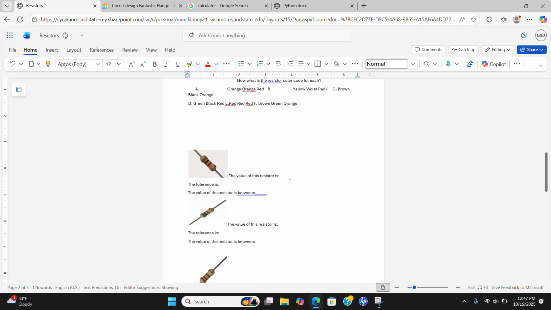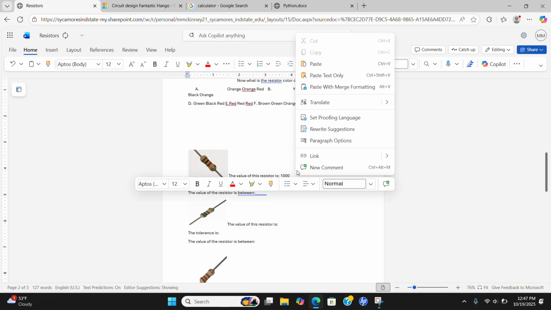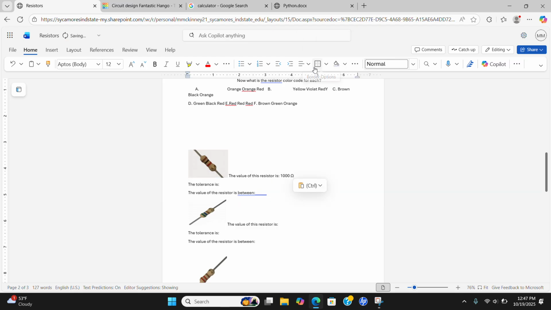Now let's look at some pictures. This will make more sense. What's the value of the resistor? So if we have brown, which is a 1, a black, which is a 0, and a red, which is a 2. So it's 1, 0, and the third one's a red. It's the multiplier, so 1,000 ohms, or 1 kilo ohm.